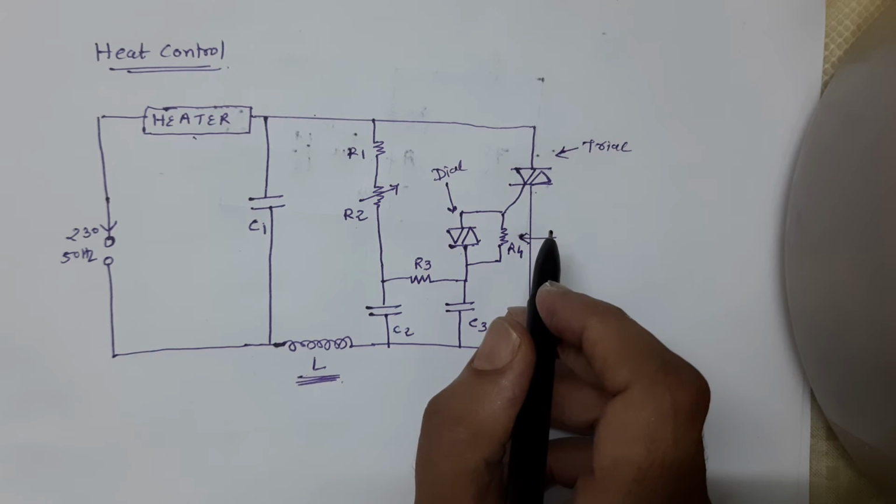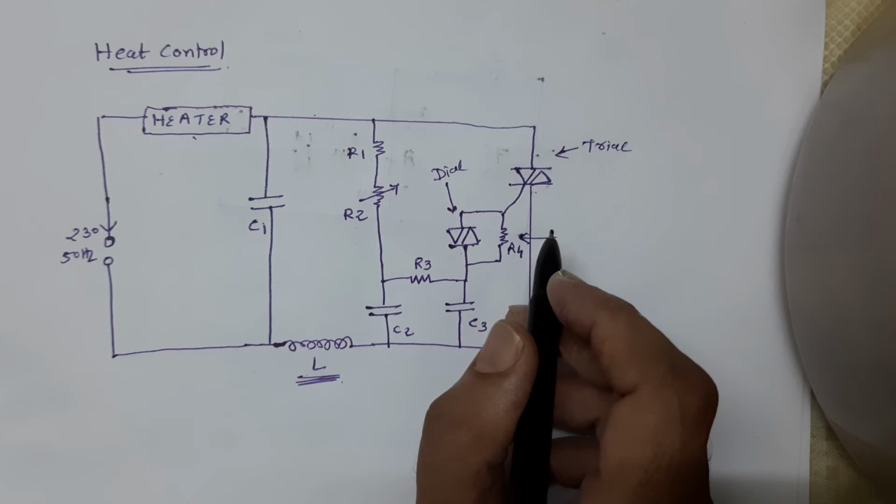The resistor R4, which is in parallel with the diac, ensures smooth control at all positions of the variable resistance R2. The circuit action is as follows.